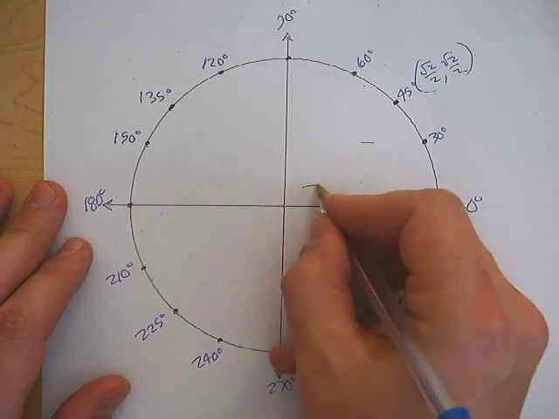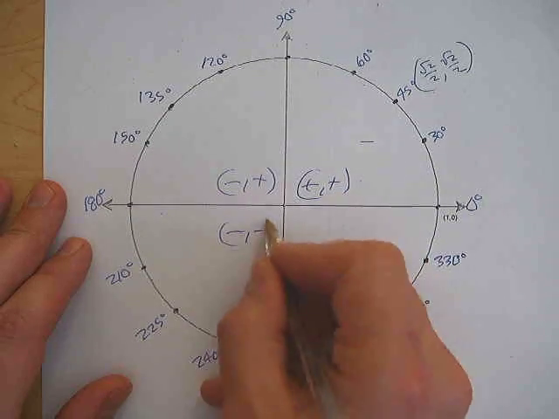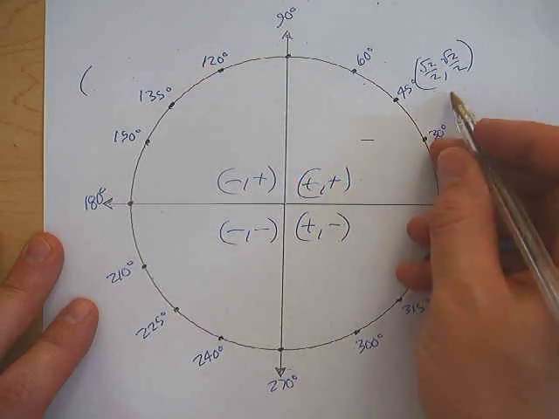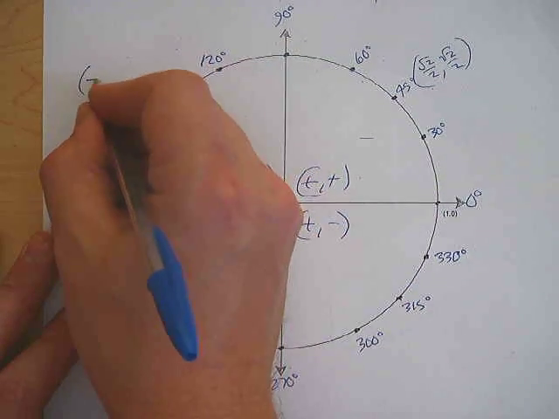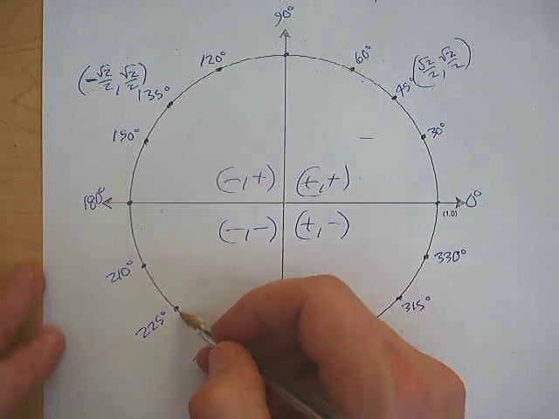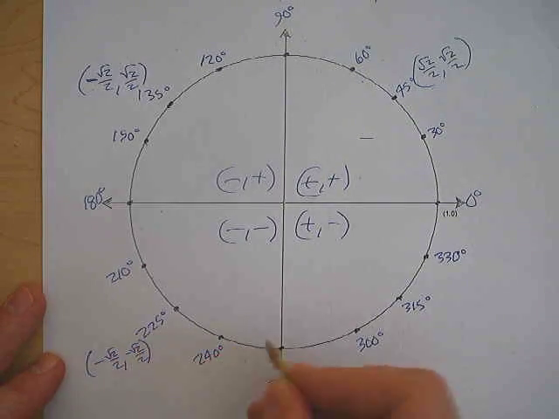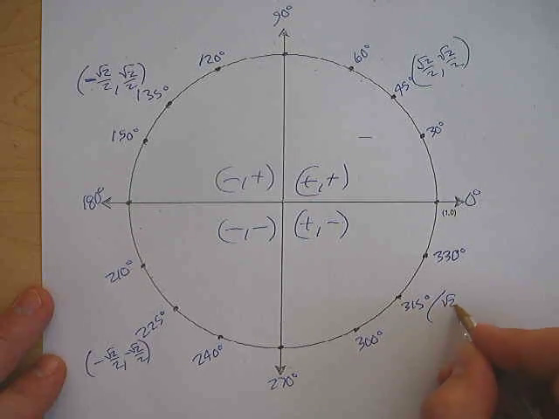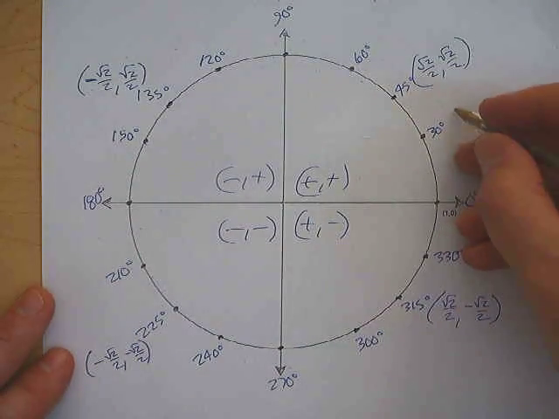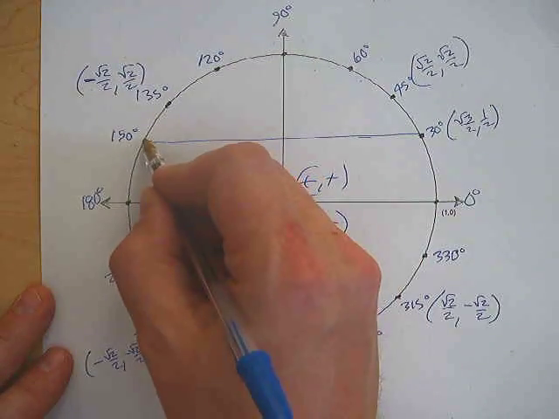Now, I know all my 45s are going to be square root 2 over 2, comma, square root 2 over 2. All the ones that end in 5s. And I have to remember positive, positive, negative, positive, negative, negative, and positive, negative for my quadrants. So this is going to be the same thing with just a different sign. So this is going to be negative square root 2 over 2, comma, square root 2 over 2. This 5 is going to be negative square root 2 over 2, negative square root 2 over 2. This 5 over here is going to be positive square root 2 over 2, negative square root 2 over 2.